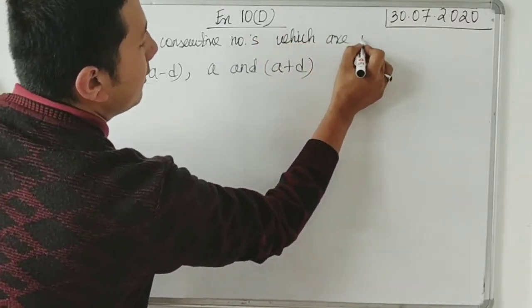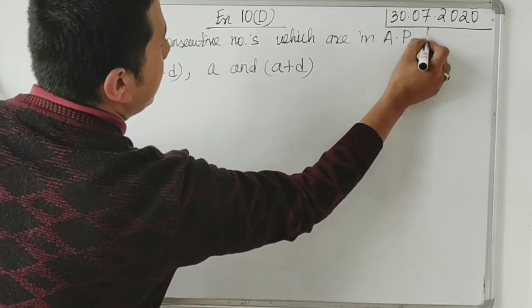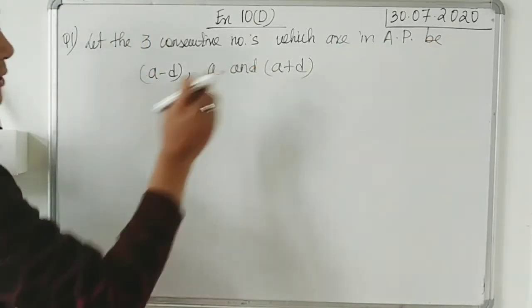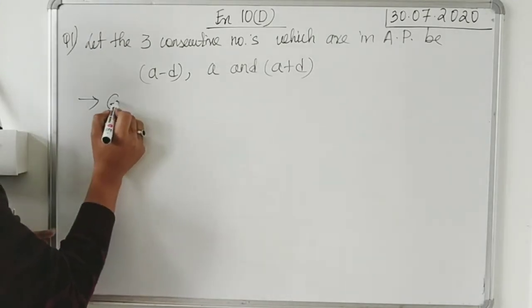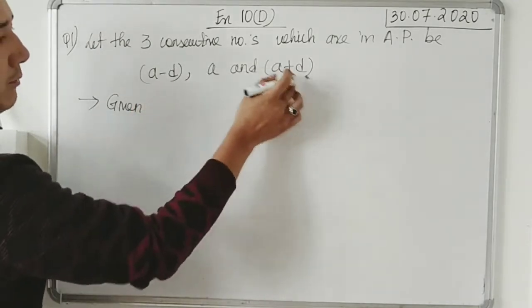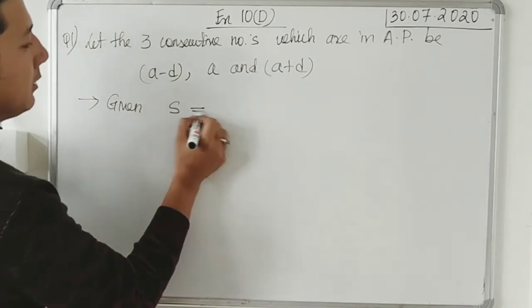R in AP, right? A minus D, A, A plus D. Now what is given to us? The sum is given to us, right? So if I add these three numbers, the sum is equal to 24.